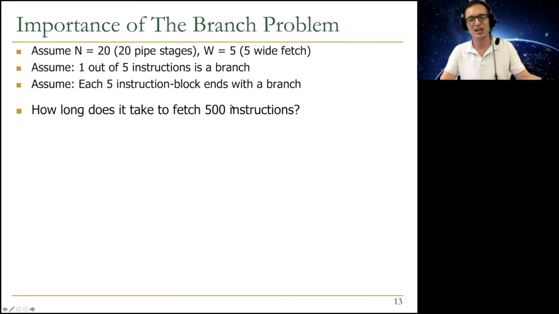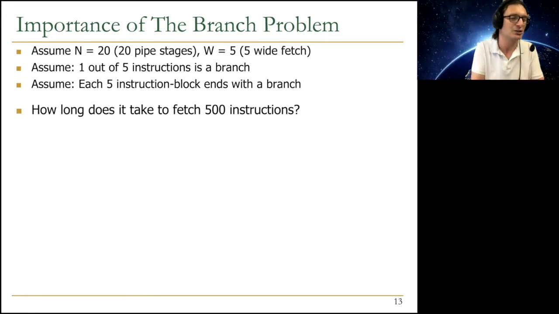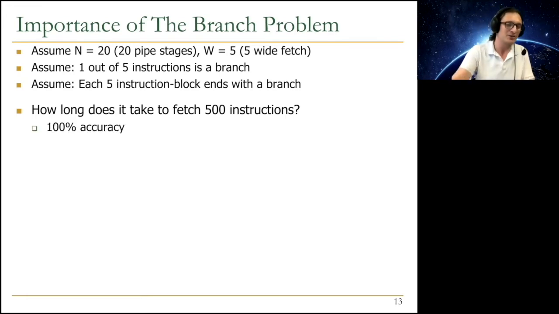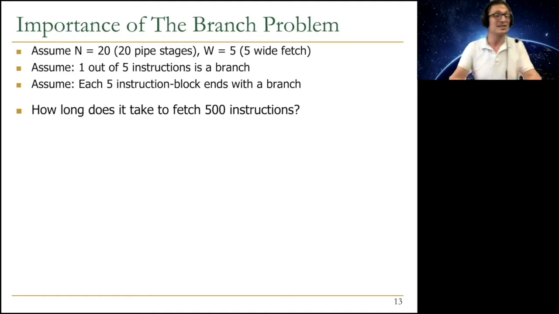So there are multiple ways of approaching this problem. I will let you find your own approach. In general, that's my approach. It's best for you to find your own approach to the problems. But let me give you how I would approach this problem. The question is not complete yet. How long does it take to fetch 500 instructions? I cannot just ask you that. I should give you the accuracy of the branch prediction, right?